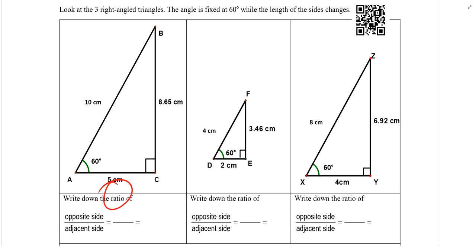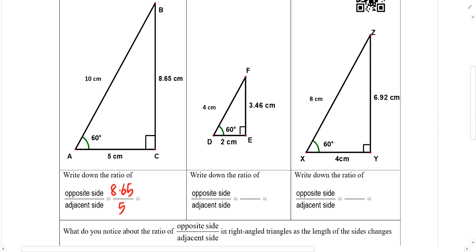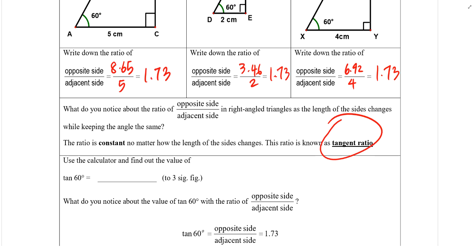So for the first one, this is what we will write. Opposite will be 8.65 divided by 5. Then use your calculator, figure out what is the value. We get 1.73. Okay? Second triangle, third triangle, write them down yourself. And all of you turn on your calculator.